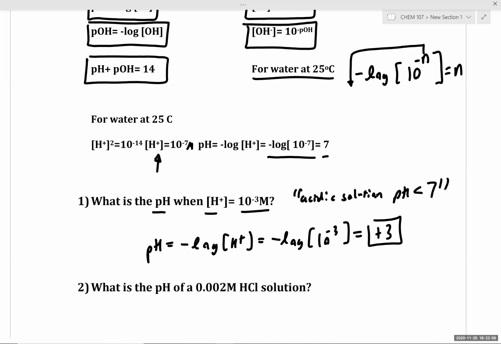Does this make sense to everyone? Is everyone comfortable with this calculation so far? Can I get some feedback in the chat that everyone's feeling pretty comfortable with this so far?